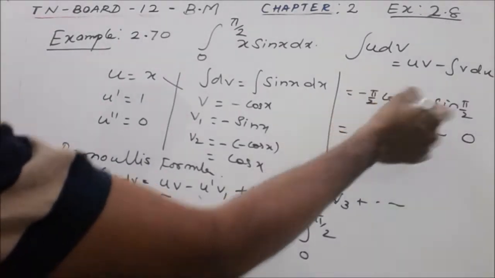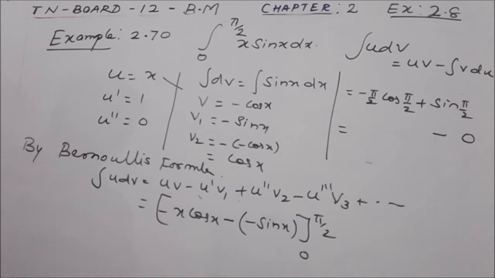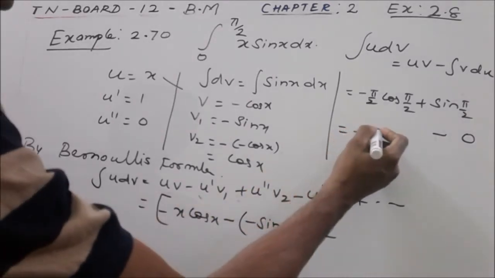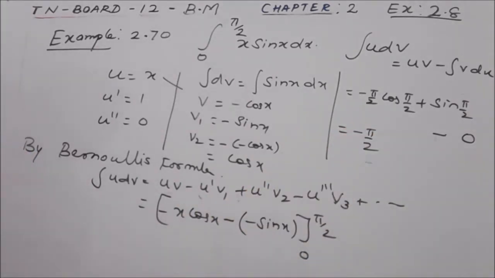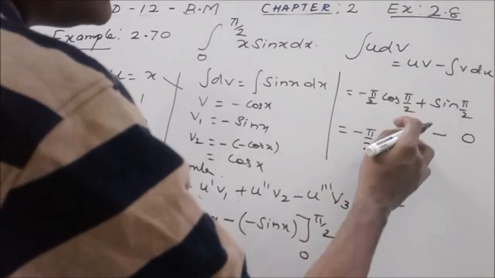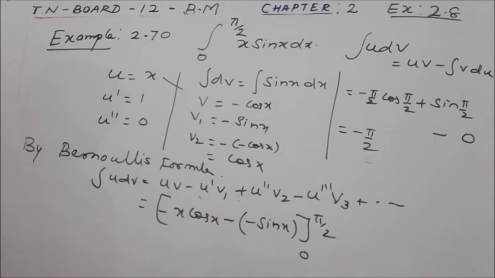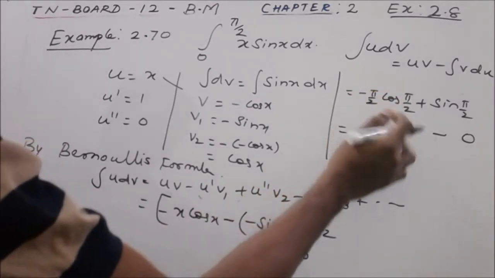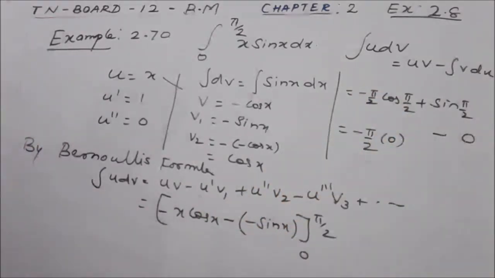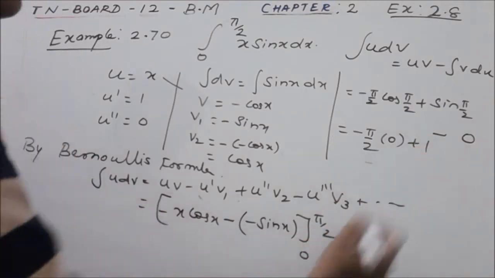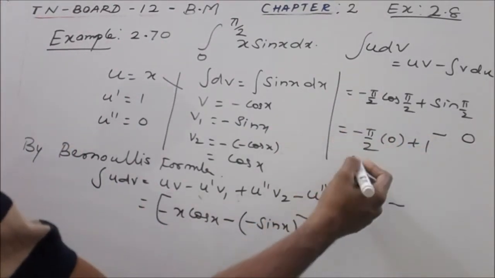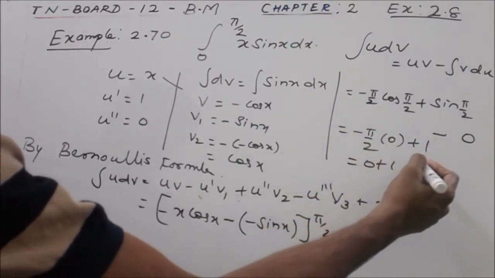We can simplify the values here. Minus pi by 2. Sin 0 is 0, cos 0 is 1. So cos 90 is 0, sin 90 is 1, which implies these two become 0 plus 1 equal to 1.